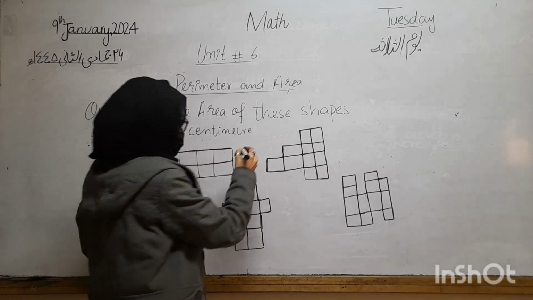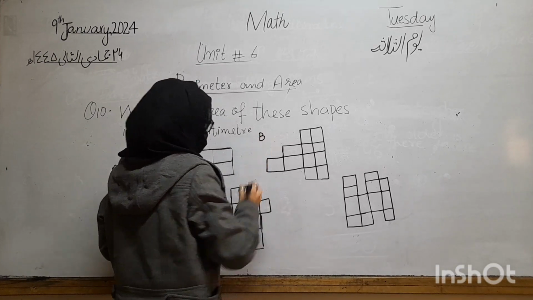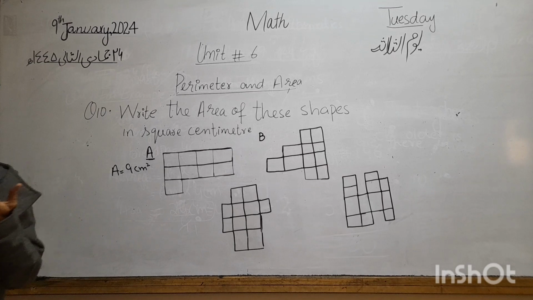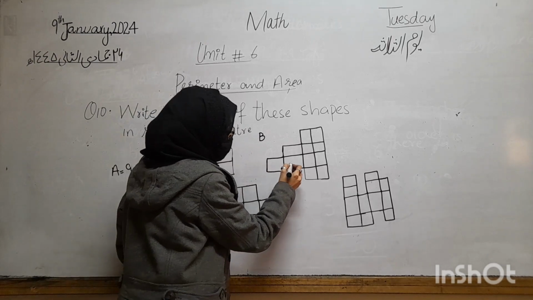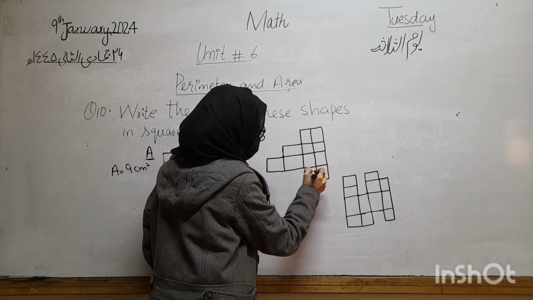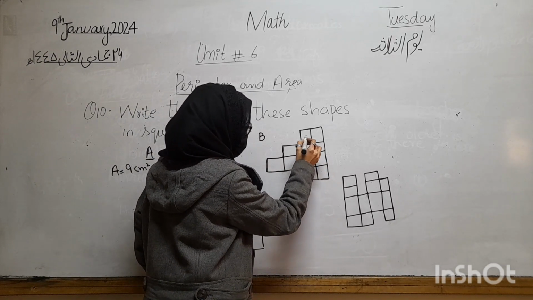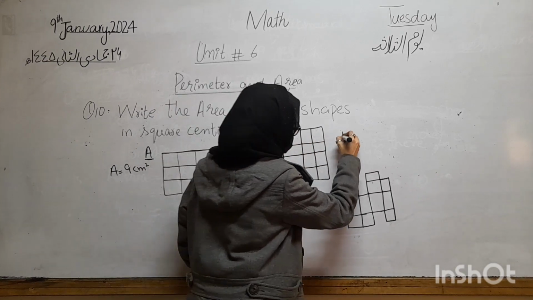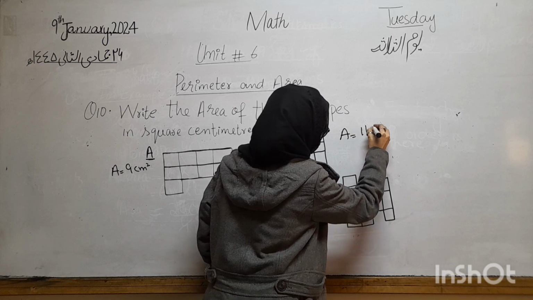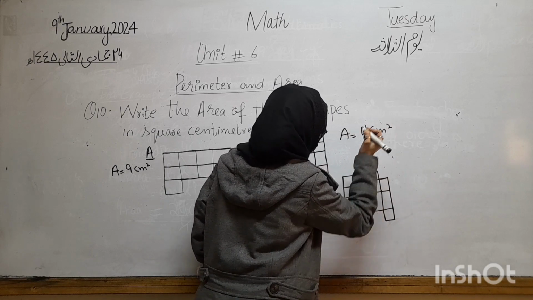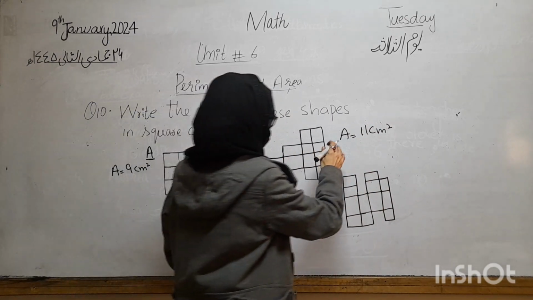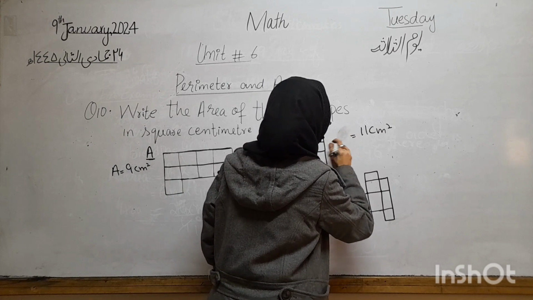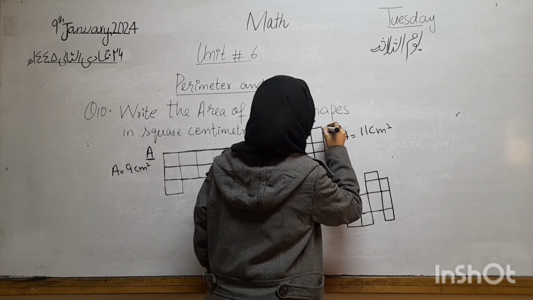Now in B part we have, tell me class, how many squares in this grid square? Good. 1, 2, 3, 4, 5, 6, 7, 8, 9, 10 and 11. And the area of B figure is 11 centimeter squares. Sorry, this is the B figure. And the area is this.